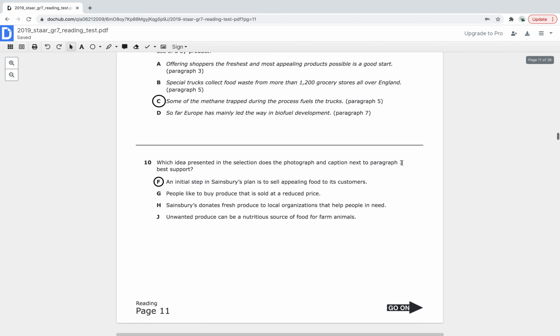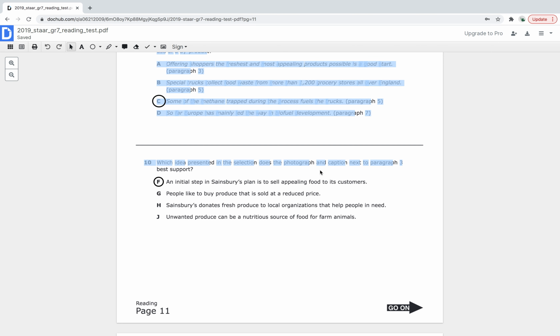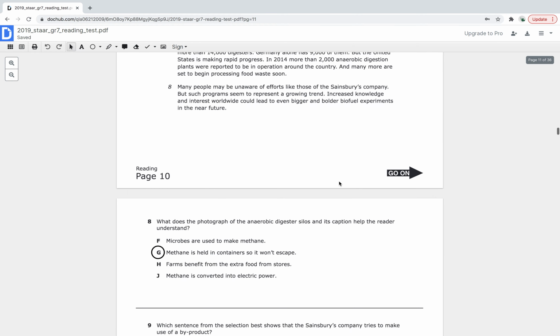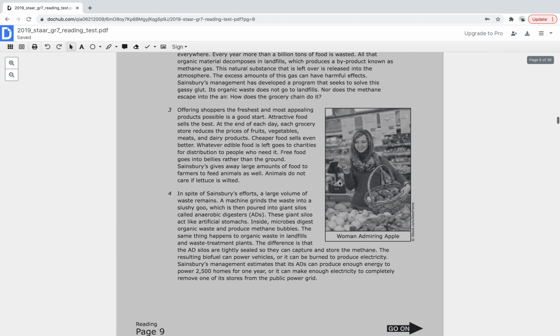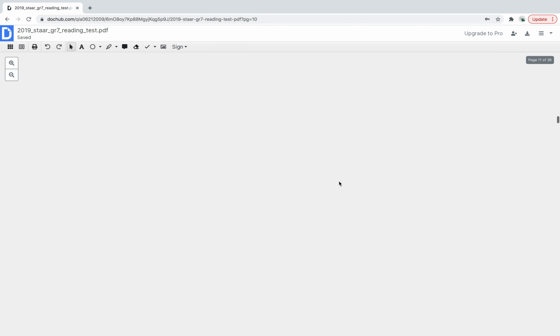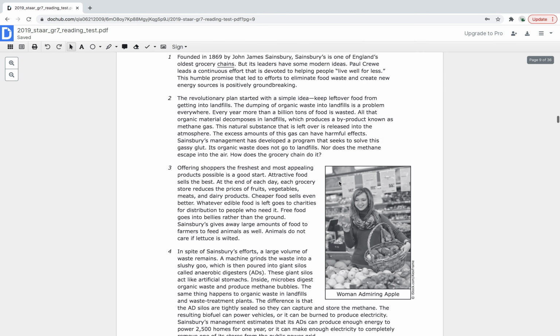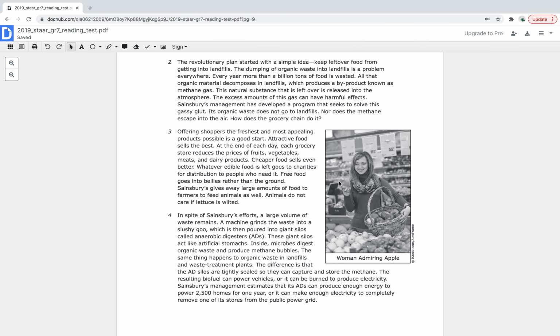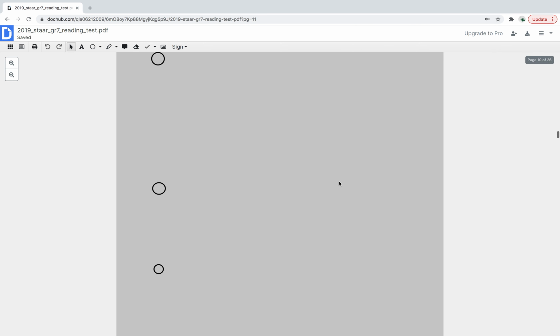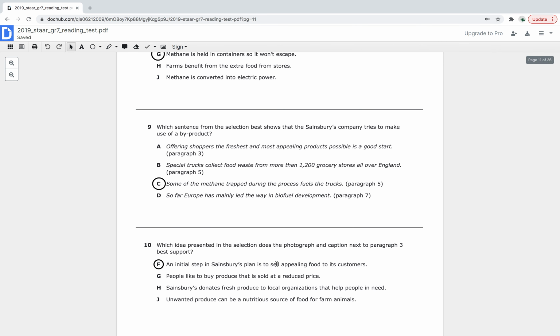So let's see. An initial step to Sainsbury's plan is to sell appealing foods to its customers. Okay, that's obviously the answer because if you read the story, it talks about how they try to sell appealing food, so there's less waste. And then the picture also shows her admiring the apple, so it's showing how the plan is to appeal to the customer.